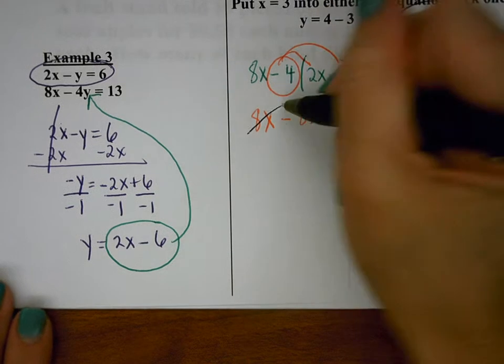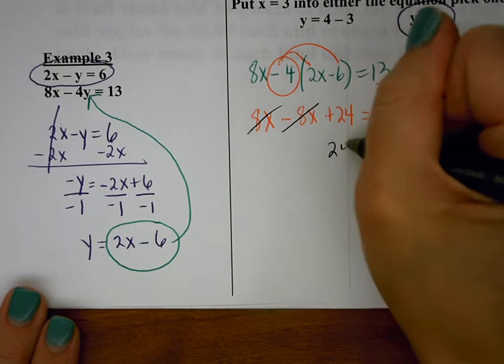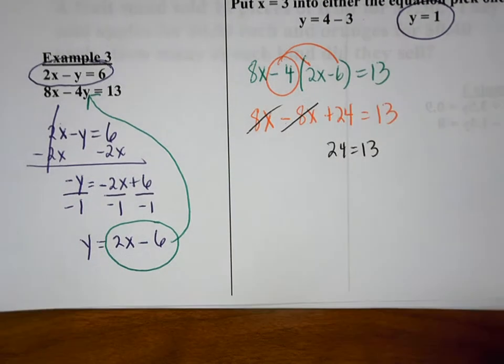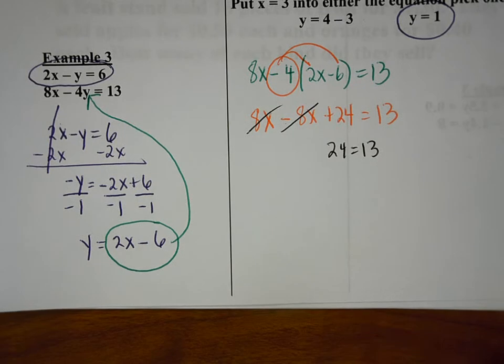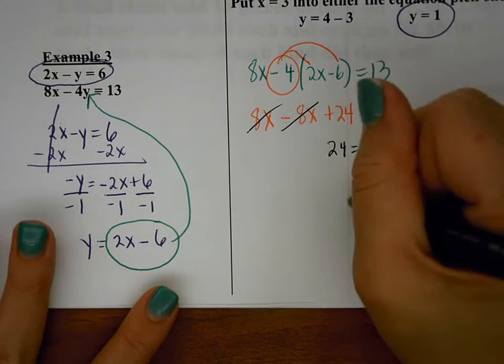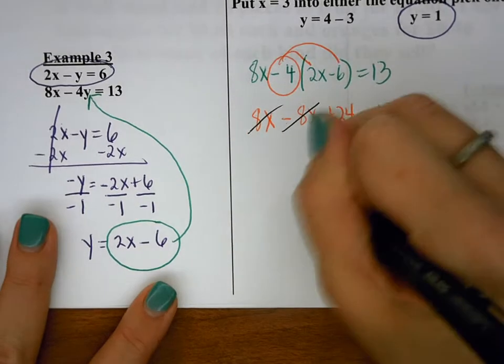Well, when you simplify this, 8x minus 8x equals 0. So these cancel out. And so we end up with 24 equals 13. Well, is that a true statement? No. So that means that this answer is no solution.